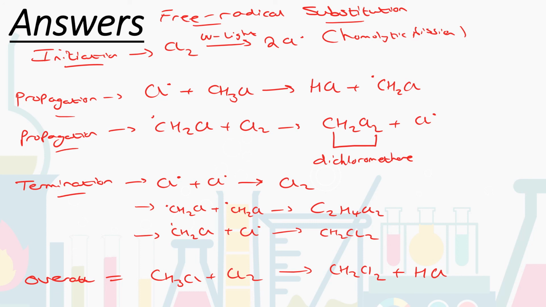And then I've shown the three termination steps. It's any of the radicals combining, so two Cl radicals forming chlorine, two of these CH2Cl radicals to form C2H4Cl2, or CH2Cl radical combining with a Cl radical to make more dichloromethane. And so overall, we combine our propagation steps together, write everything that's a reactant on the reactant side, everything that's a product on the product side, and cancel out things on both sides. And you're left with CH3Cl plus Cl2 going to CH2Cl2 plus HCl.